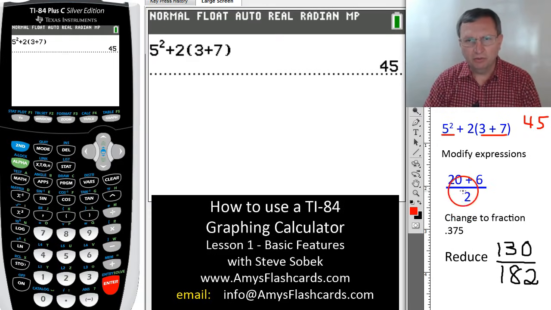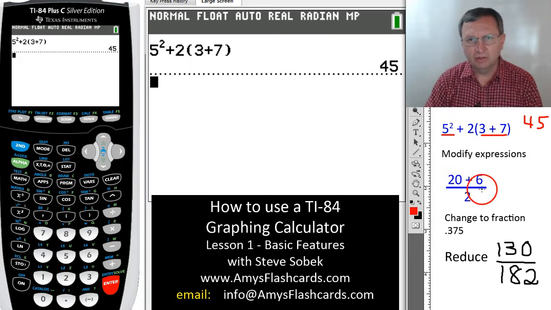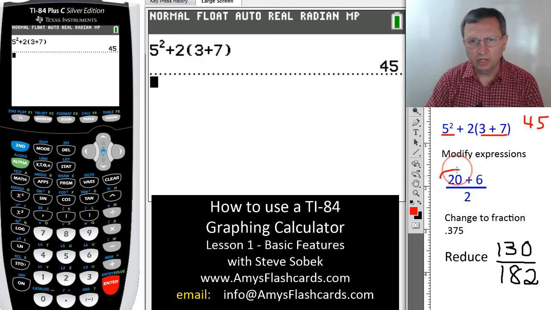Here's example number 2. We have 20 plus 6 in the numerator. We know that the fraction bar is a grouping symbol. We know that if we were evaluating this ourselves, that we would do what's on top first, evaluate the whole numerator to get 26, and then divide the result by 2, giving us the correct answer of 13.